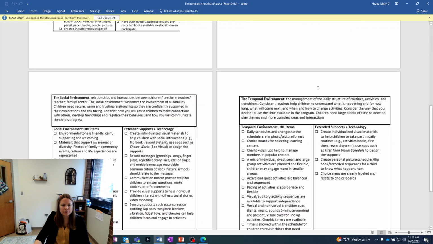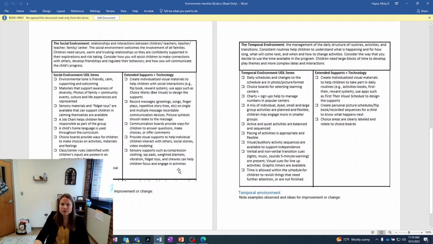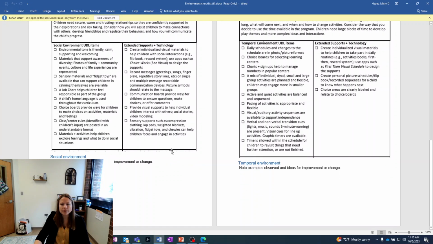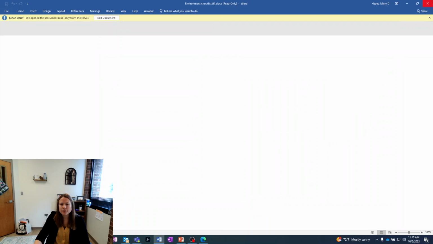And then we have the social environment, right? So these are the relationships and interactions between the children and the teacher and other teachers, the teacher and the parents, peer-to-peer, and you're going to see some examples of these UDL under social environment. Are you seeing these in the classroom in these videos? And then it gives you an idea of some extended supports and technology. So these are things you're going to be looking for in the videos. And the last one is temporal, right? So this is how the daily structure goes through, like the routines, the transitions, the activities. So you're going to be looking at those in the video.